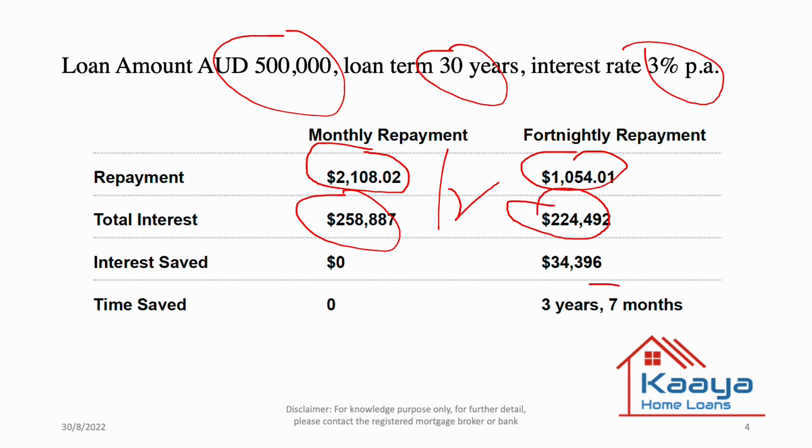So when you pay fortnightly, instead of 12 months, you are paying just the equivalent of 13 months. Your time will be saved, so you can cover all your loan by 26 years 5 months instead of 30 years. So in the meantime, you'll be saving some interest, that is 34,396.